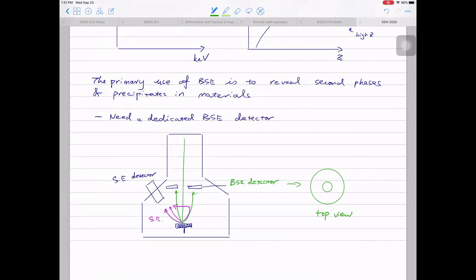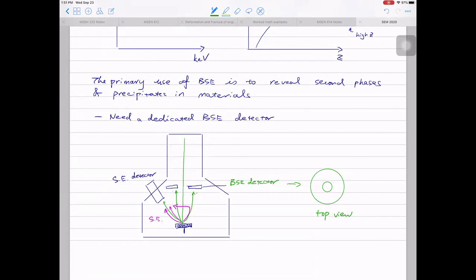Another thing I like to draw attention to is, if you look at BSE, not all electrons go straight back. Some of them may have a larger angle. They deviate from the way they're supposed to. Then a few BSE electrons will hit the secondary electron detector.